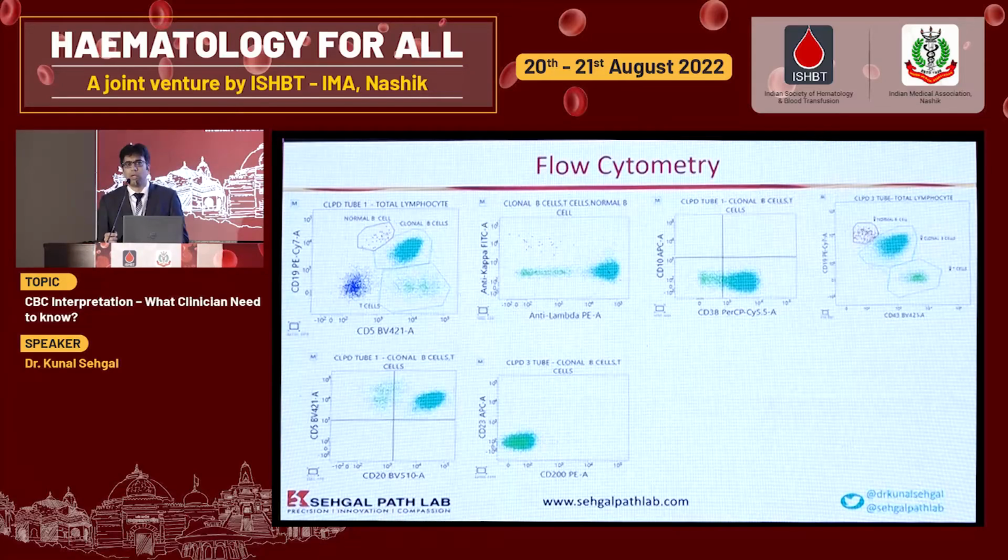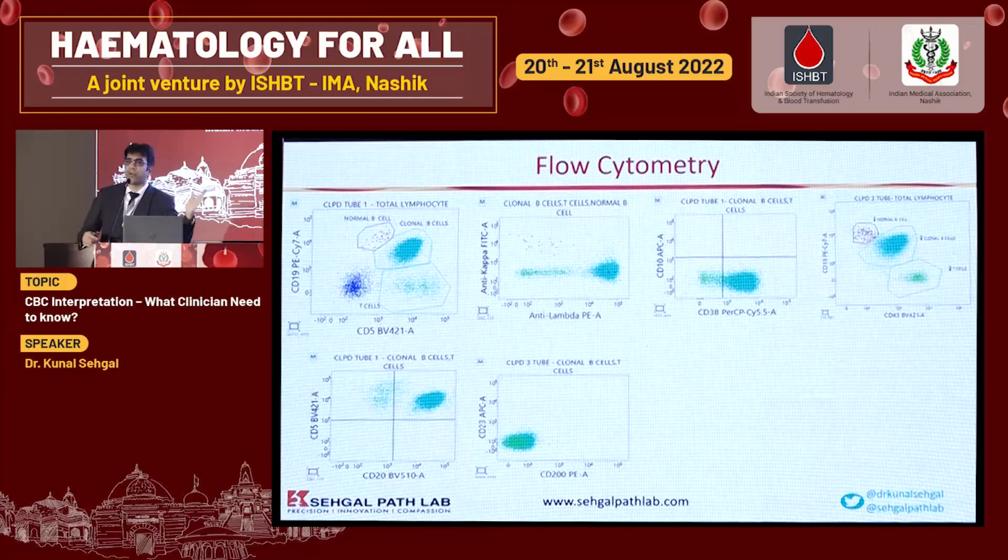Again, we did a flow. Just for the sake of colors, the green cells are the CD5 positive T cells. The brown over here are my normal B cells, and I have CD19 CD5 expressing B cells again. So again, I'm showing you a CD19 and CD5 cluster. Here the lambda is bright, CD38 is moderate. There is a very dim uniform CD43. The CD200 was negative, CD23 was negative.